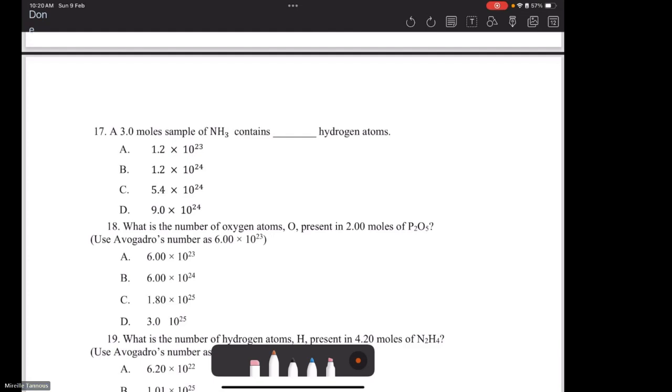Now, let's look at another question. 3 moles of a sample of NH3.